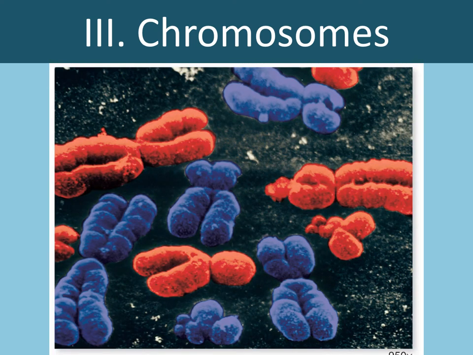This is an electron micrograph of real chromosomes. The maternal chromosomes are colored red and paternal chromosomes are colored blue. In this picture, you can clearly see the centromeres of some of these chromosomes. Again, this is the constricted region at the center of the chromosome where sister chromatids, or exact duplicates, remain fixed to each other.